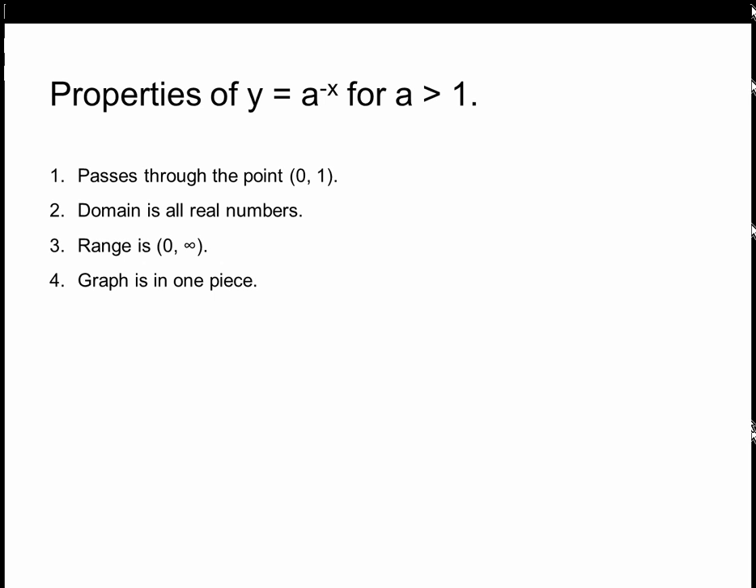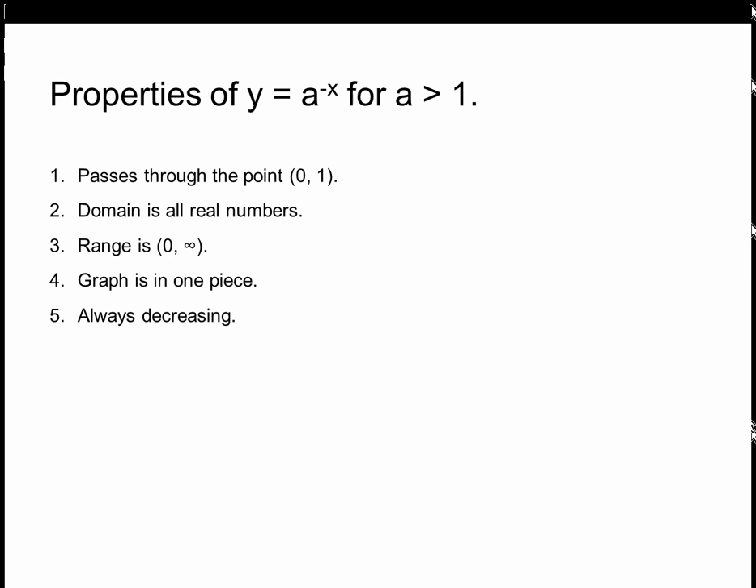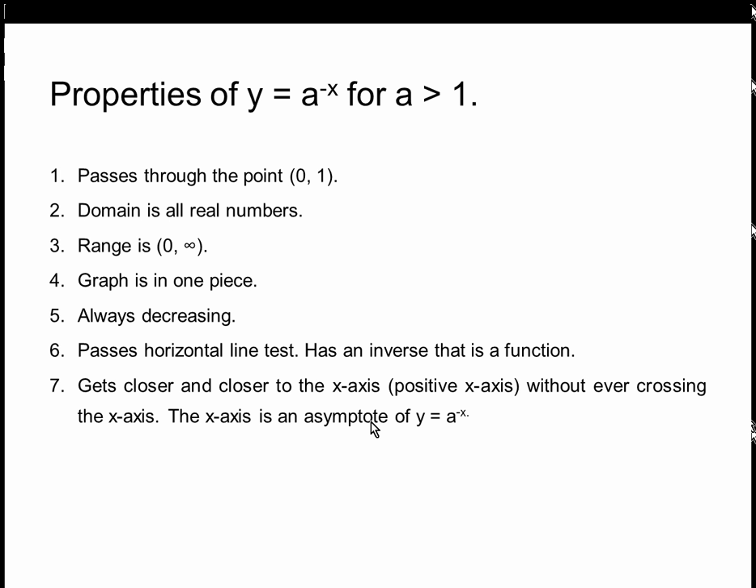Number 4, the graph is in one piece, just like earlier. Number 5, it is always decreasing. That's the only thing that's different. Okay, so as you read y equals a to the minus x for a bigger than 1, as you go from left to right, it is going downhill. Number 6, it passes the horizontal line test, so it has an inverse that is a function. And number 7, it gets closer and closer to the x-axis. Again, technically the positive x-axis, without ever crossing the x-axis. The x-axis is a horizontal asymptote of y equals a to the minus x.